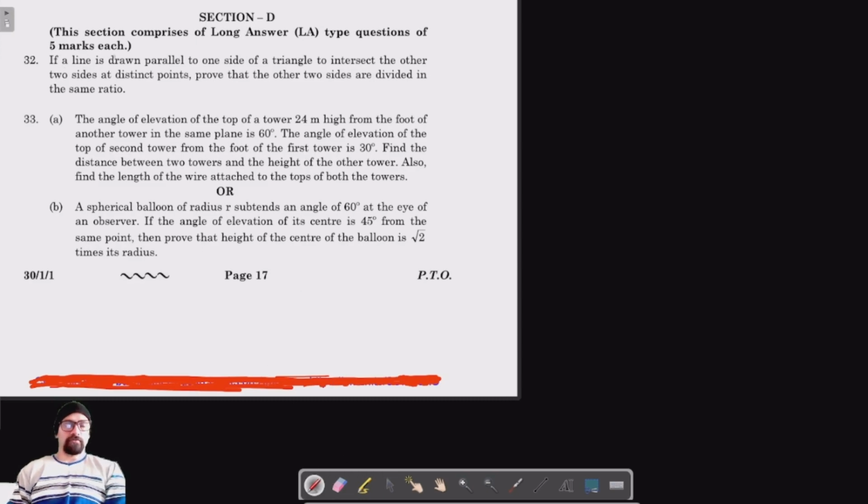For question number 32, section D, and this section comprises of long answer questions of 5 marks each. And the first one is, if a line is drawn parallel to one side of a triangle to intersect the other two sides at distinct points, prove that the other two sides are divided in the same ratio. This is the BPT theorem, and we have to prove this.